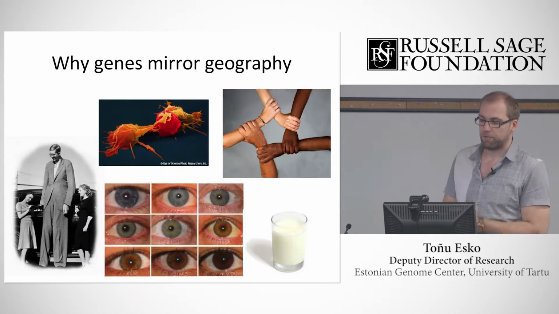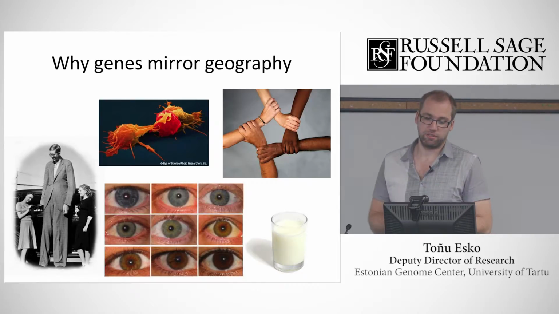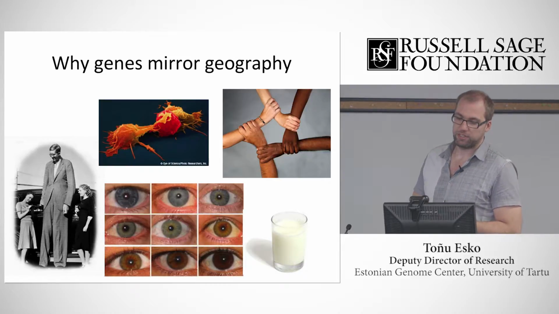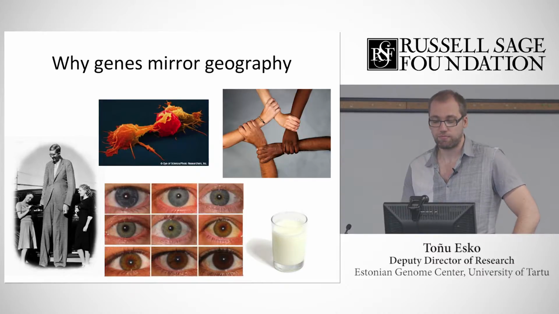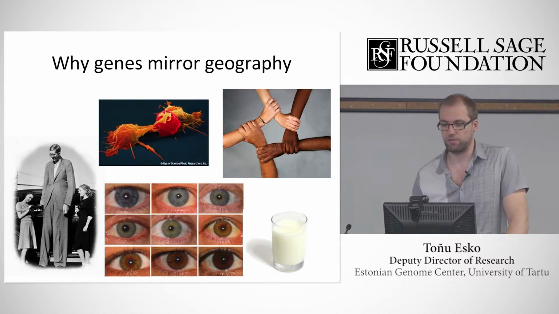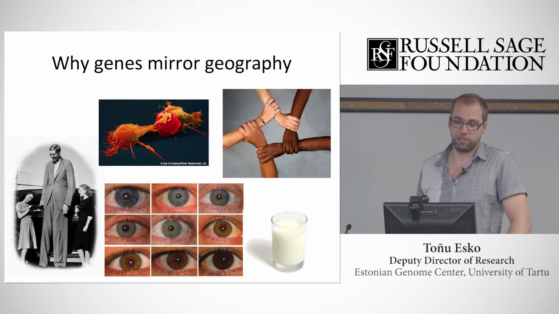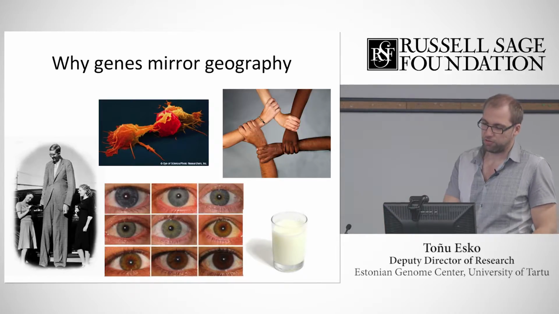And then again, why do genes mirror the geography? If you look at the European scale, there are 5 different main drivers. It's the height, the skin color, the eye color, your immune system, because the bugs are different in the north than in the south, and then also the ability to drink milk. So those are the 5 factors that drive this geographical clustering of the different populations.